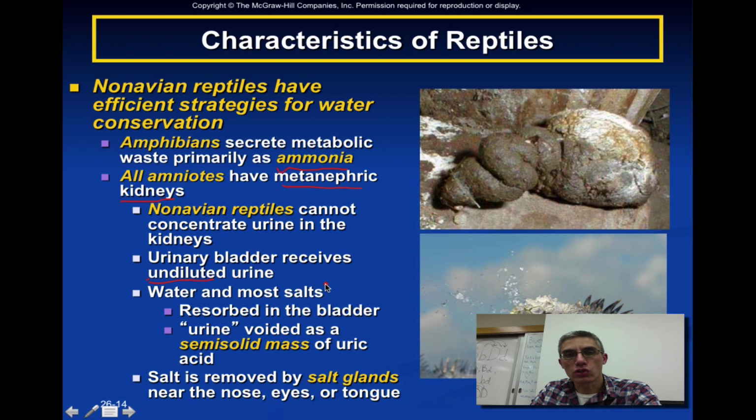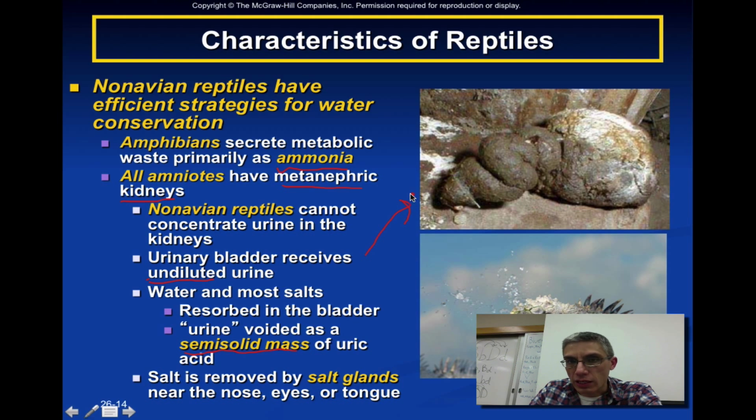And so when they actually do void their urine, or void that bladder, what you're going to notice is that oftentimes it's going to appear as a semi-solid type of mass, and that mass is going to be primarily uric acid. And you can see that right up here towards the top right-hand corner.